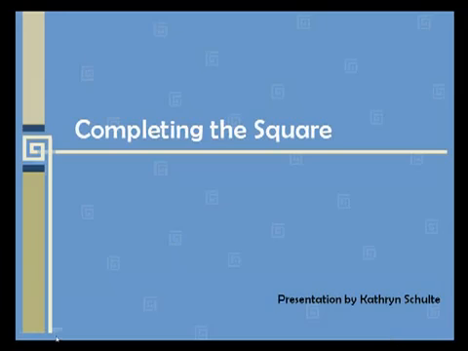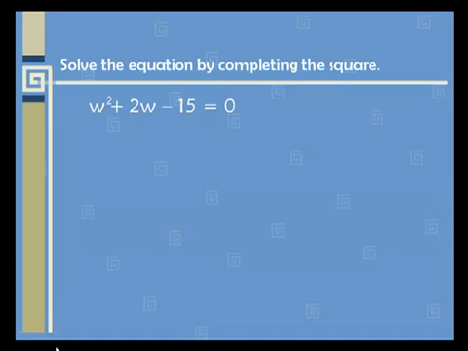Completing the square. Solve the equation by completing the square.